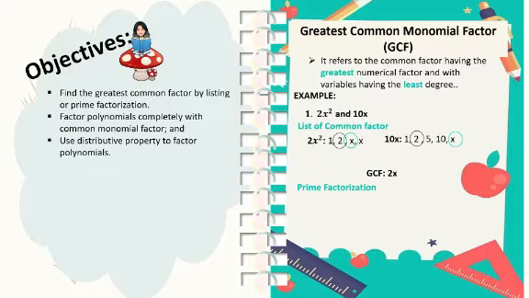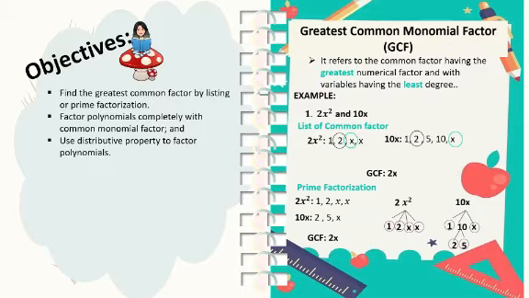Next, prime factorization. We're going to break down the factors. In 2x squared, since 2 is a prime number, we have 1 times 2 times x times x. Next, we have 10x. We have the factors 1 times 10 times x. Since 10 is not a prime number, we're going to break it down into 2 times 5. So 10x is equal to 2 times 5 times x. And what is the greatest numerical factor? It is 2. And the least degree is x. So our GCF is 2x.